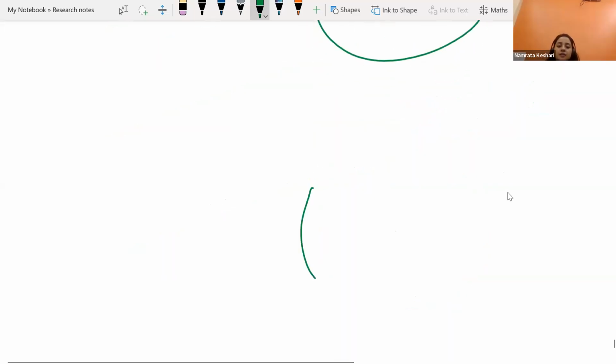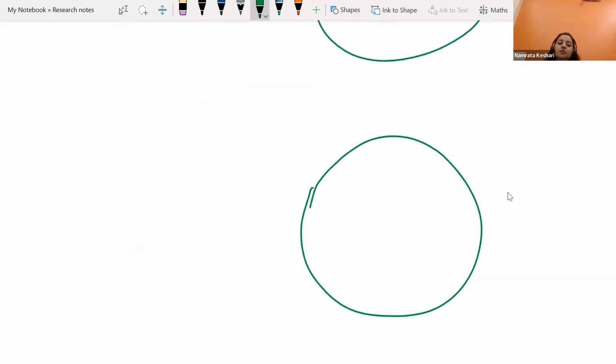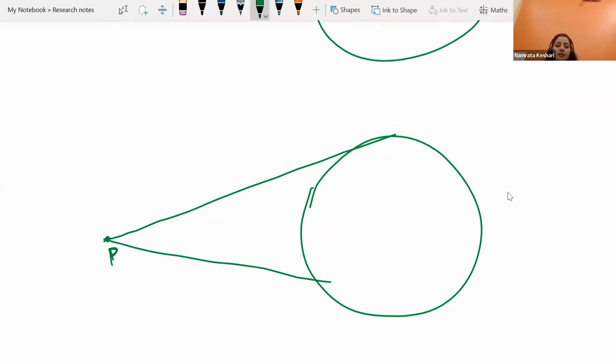And the other theorem is: from any external point P, if you draw tangents, only two tangents you will be able to draw like this. Both the tangents must be tangent, and both tangents' lengths will be the same. Tangents drawn from an external point are always equal in length. PA and PB, these two tangents till the point of contact, you have to measure the length, and that length will be the same.